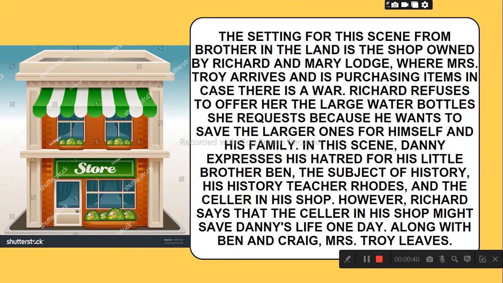The setting for this scene from Brother in the Land is the shop owned by Richard and Mary Lodge, where Mrs. Troy arrives and is purchasing items in case there is a war. Richard refuses to offer her the large water bottles she requests because he wants to save the larger ones for himself and his family.